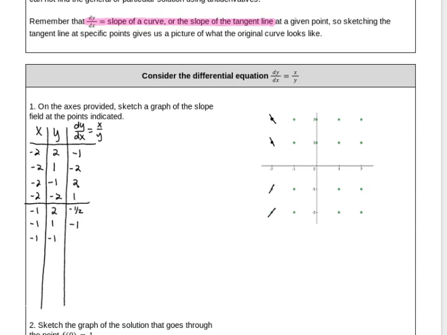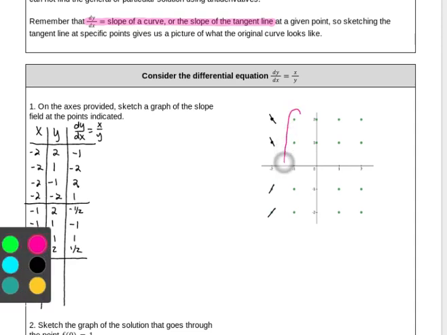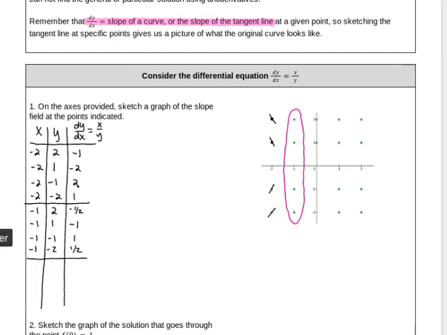-1, -1 gives me a slope of +1. -1, -2 gives me a slope of +1/2. So you'll see I'm doing this in sets of 4. I'm doing these 4 points all at once. I put them all in my table, found my slopes, and now I'm going to just sketch my little line segments that go for each of them.